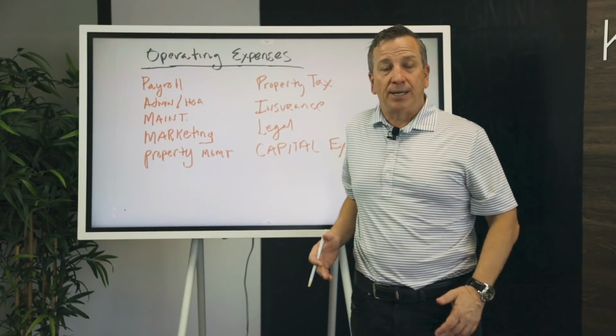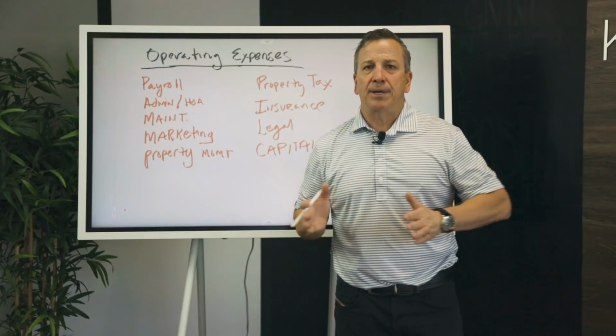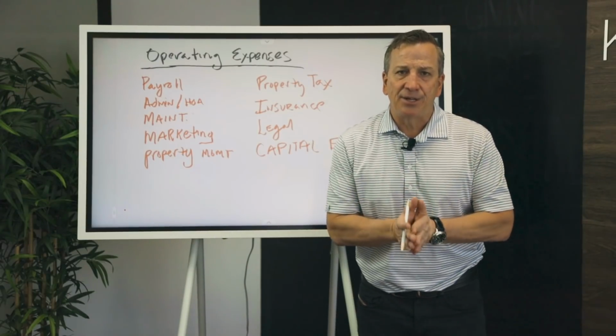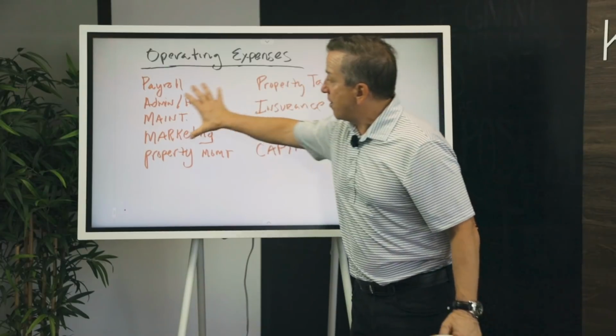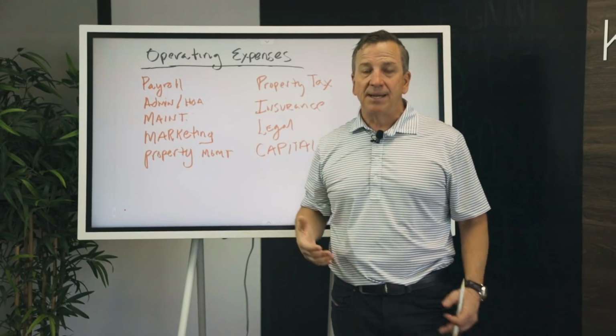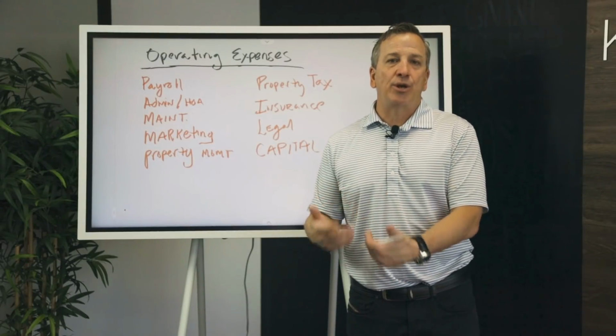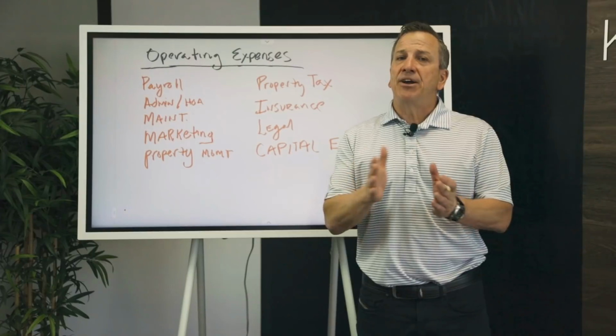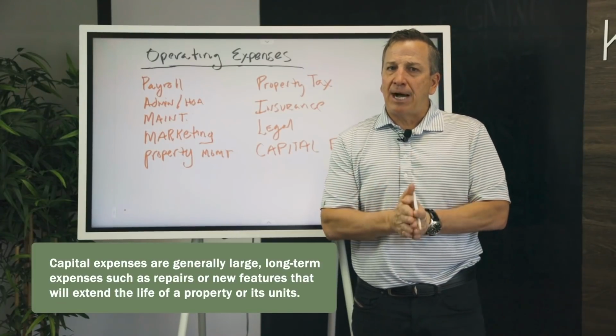The first category is if you buy a property that's 20 years old and it needs a new roof, it does not fall in this category. It falls in this category. It's a capital expense. That new roof might be $20,000 or $30,000, okay? Very important that you understand that before you buy.